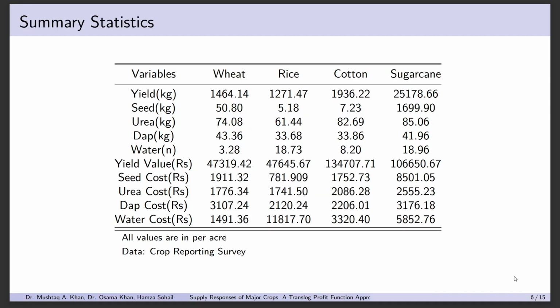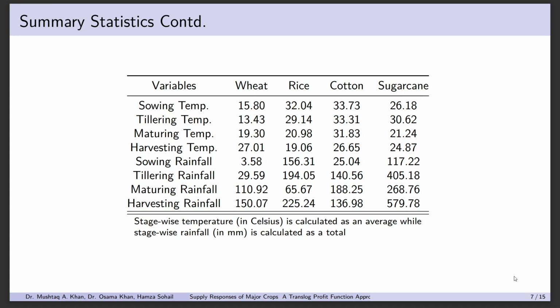So this is just some of the summary stats for basically mean values for some of the key variables from our crop data. Similarly, here we have the average values for different crops for our weather variables, so sowing, tilling, maturing, harvesting for each of the stages, and similarly for rainfall.